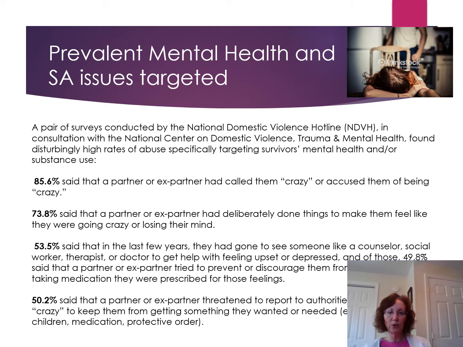Over 53% said that in the last few years they had gone to see someone like a counselor, social worker, or therapist, and 49% said that their partner tried to prevent them or discourage them from getting help or using the medication for their mental health or substance use concerns. 50% said that a partner or ex-partner threatened to report to authorities that they were crazy to keep them from getting something they wanted or needed: children, medication, protection orders, etc.